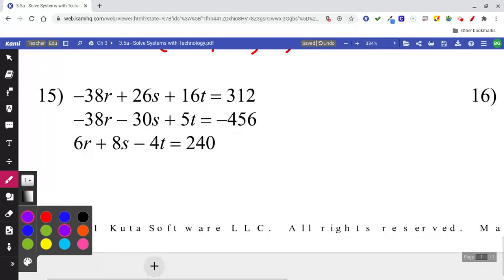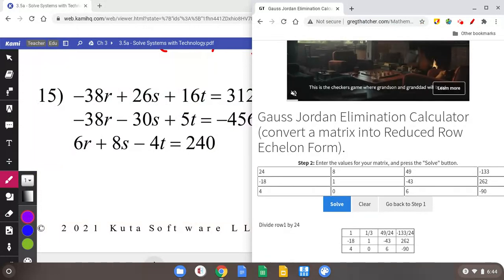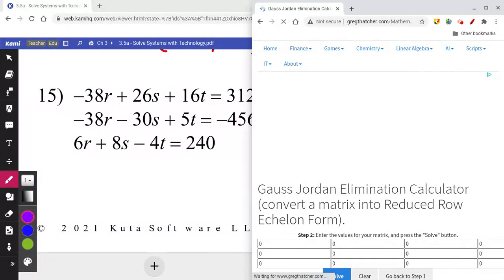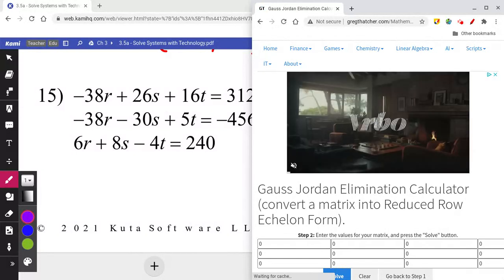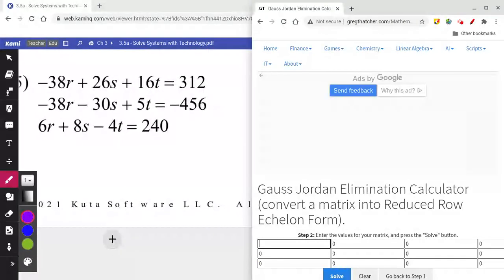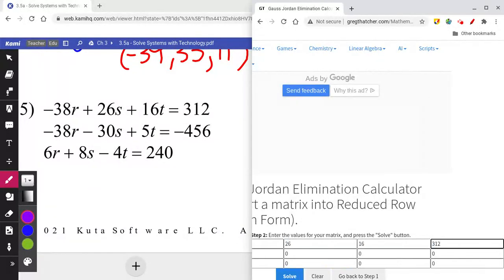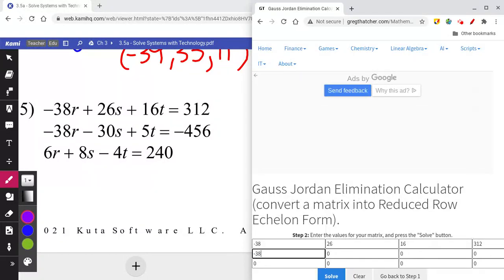So then number 15, it's the exact same thing, so I don't really need to show you it again, but I'm going to just for the sake of finishing it out. Okay, so clear, and this time it's giving me a video, so I can't move my screen up this time, but whatever. Negative 38, 26, 16, 312, negative 38. Oh, notice the variables are different, r, s, and t this time, but it doesn't really matter as long as you keep them in the same order.